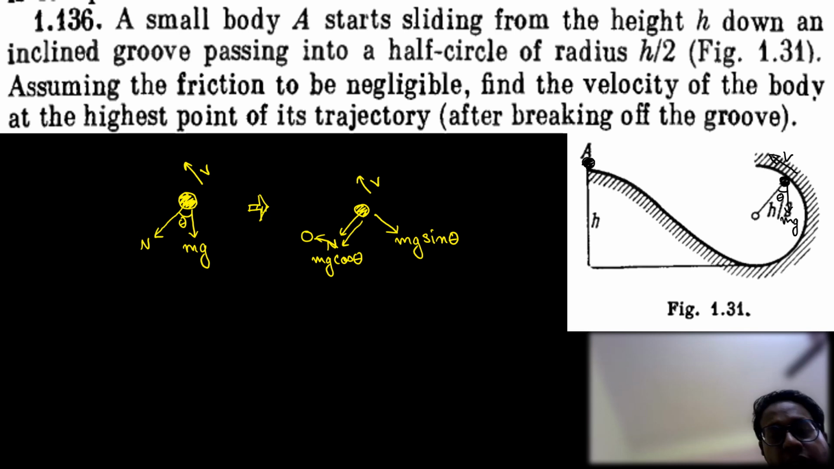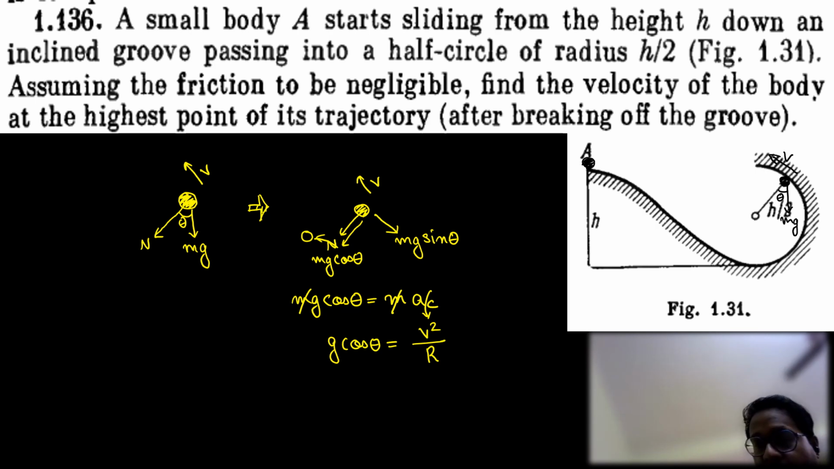Net centripetal force or net normal force is equal to mg cos theta, which is equal to mass times normal acceleration or centripetal acceleration. So out here m and m get cancelled. Centripetal acceleration can be written as v square by r is equal to g cos theta. Okay, what is the value of r? The value of r given in the question is nothing but h by 2. So out here v square is equal to h by 2 g cos theta. Okay, this is our equation number 1.